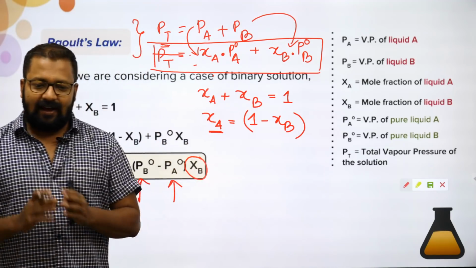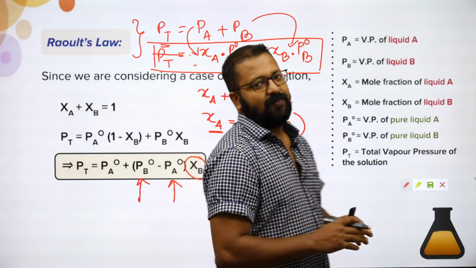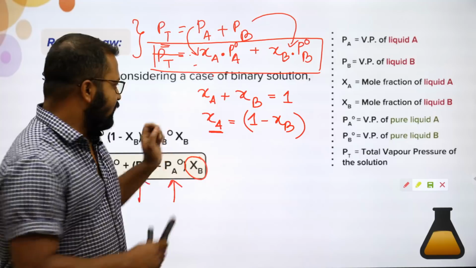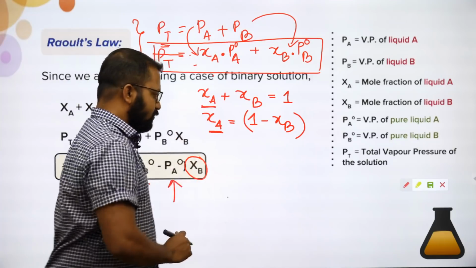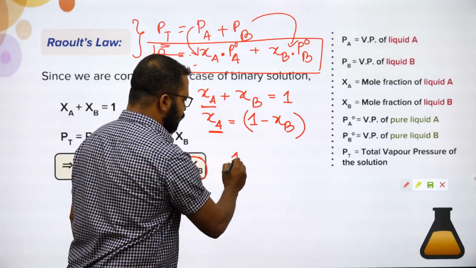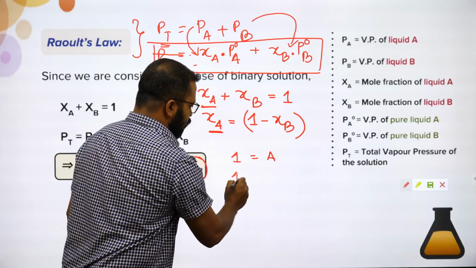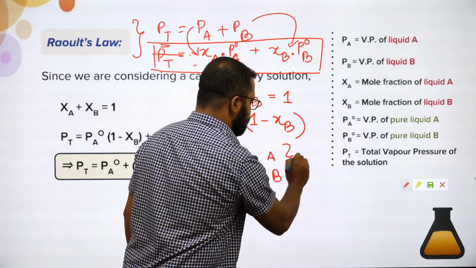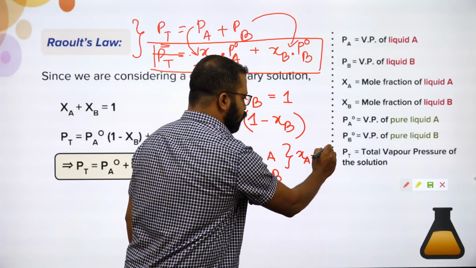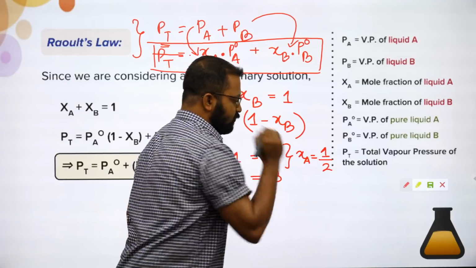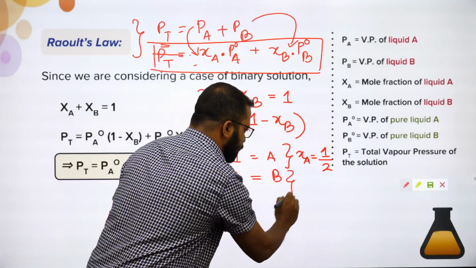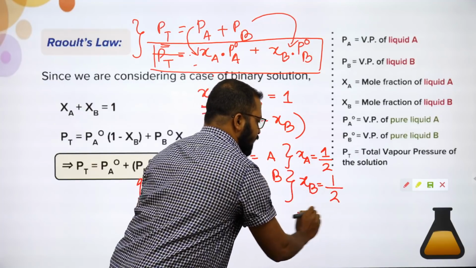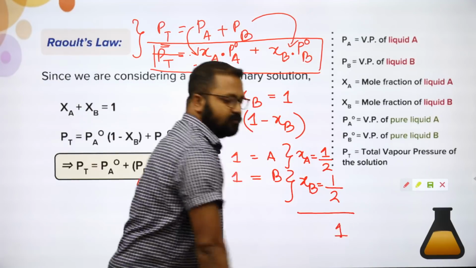Now, why isn't the value greater than 1? The reason is mole fraction. Let's say I have 1 mole of A and 1 mole of B. What is the mole fraction of A? Chi A will be equal to moles of A by the total number of moles, 1 by 2. What will be the mole fraction of B? Chi B will be 1 by 2. If I add both of them, it will be 1.